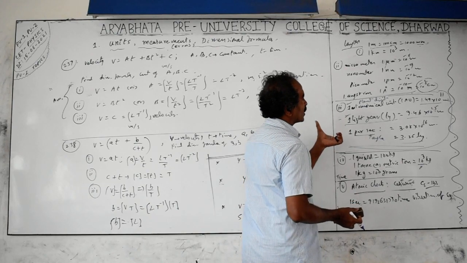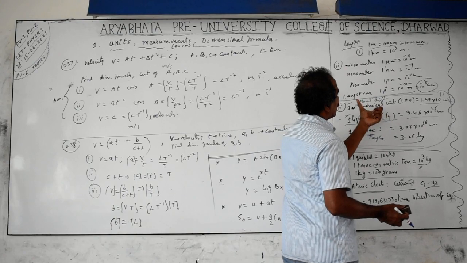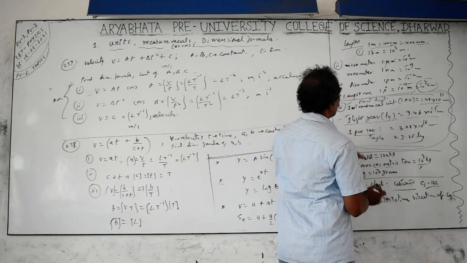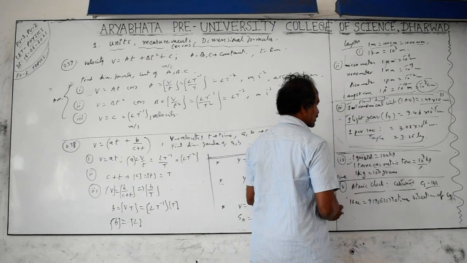Astronomical unit is what unit? Generally they don't ask this value. What definition you have to note, and what purpose it is used for, you have to say. These are all the units of distances. This is the unit of mass, and these are time related.